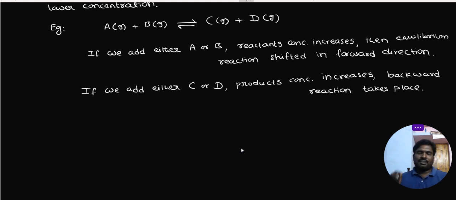So simple statements these are. Suppose for example, if you decrease the concentration of either A or B, then reactants concentration decreases. Products comparatively high. Then higher to lower means backward direction. For example, if you decrease the concentration of either C or D, then products concentration decreases. Comparatively reactants higher in concentration. Then higher to lower means forward direction. Understood? So very simple concept it is. Clear?